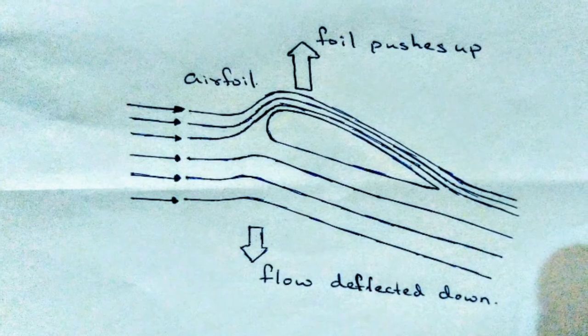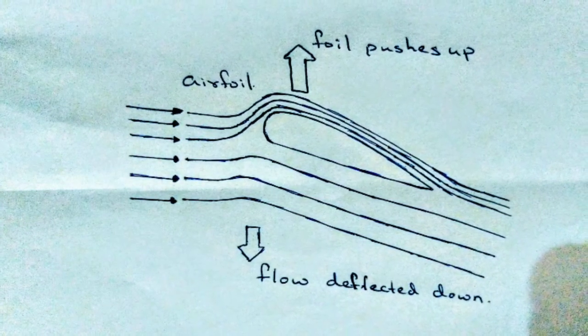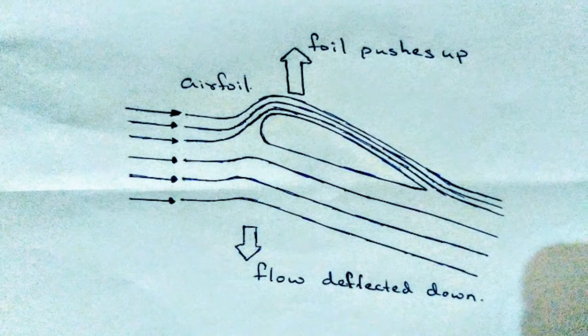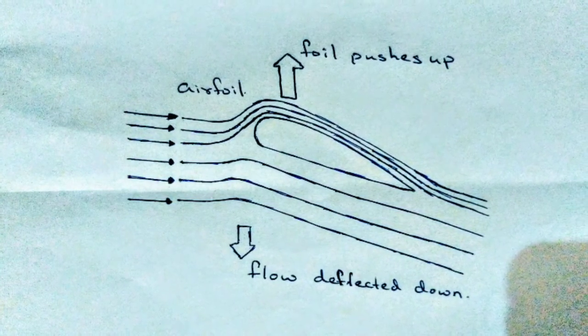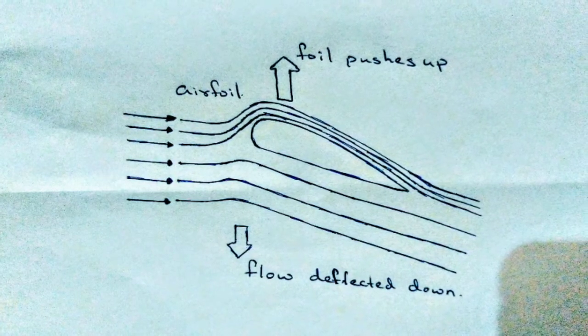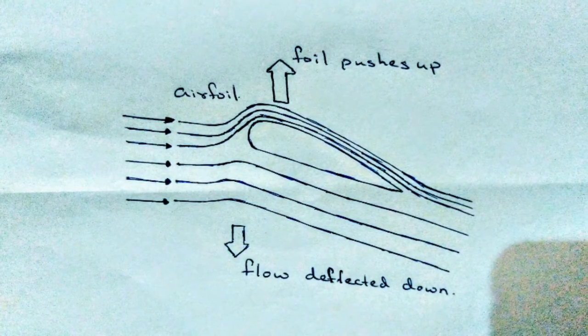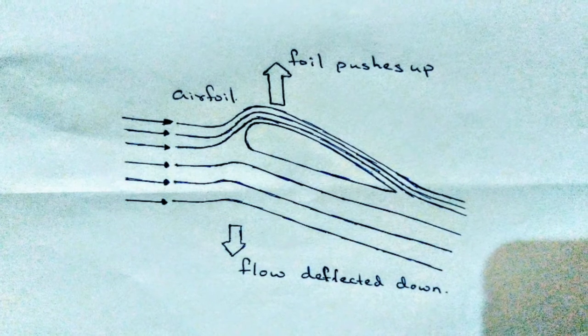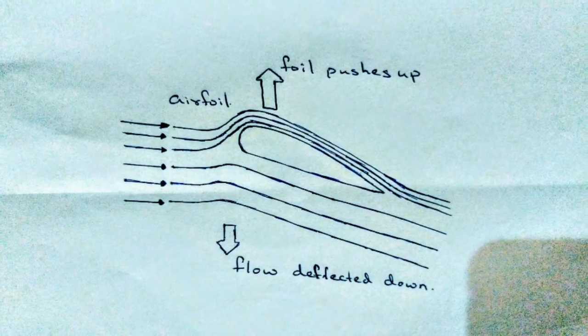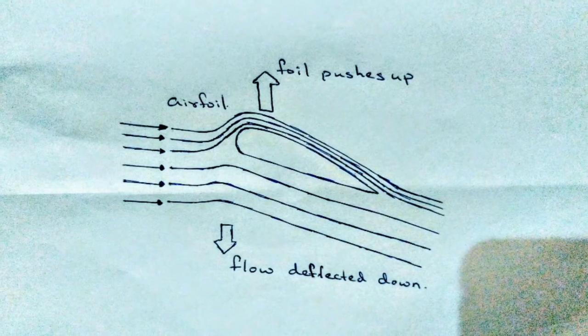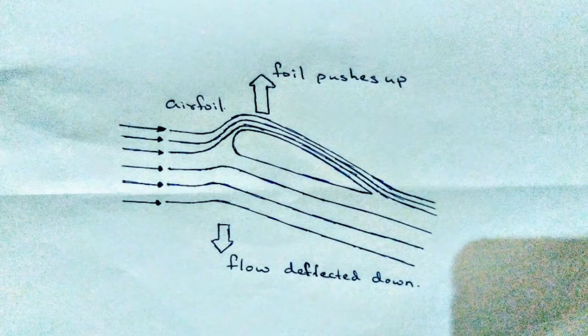Now we have high pressure below and low pressure on top of the wing. So obviously guys, there's a differential pressure there. Due to this differential pressure, an upward force is created, and this is termed lift, and it moves the aircraft upwards. And now that you know, it starts flying.